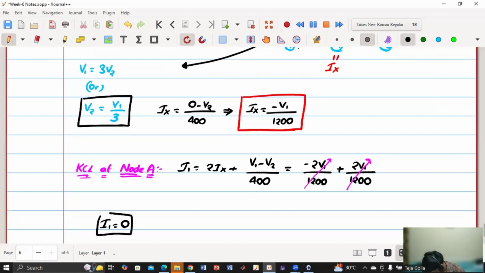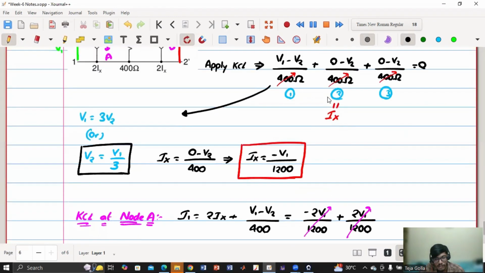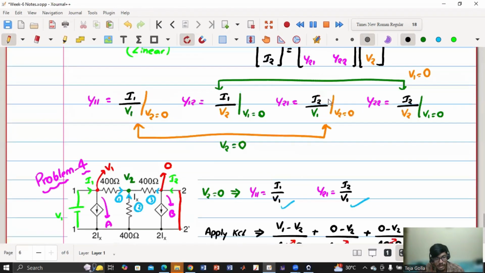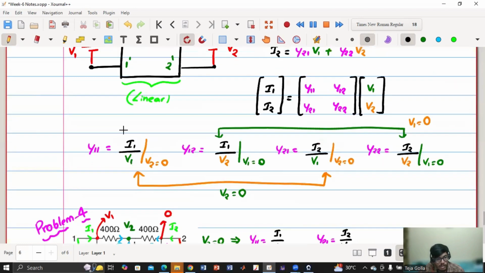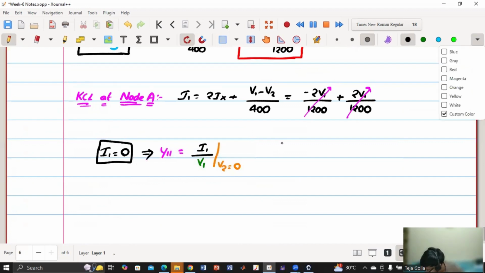If I1 is 0, what happens to one of the parameters? Y11. So Y11, let me just copy from here. My Y11 is equal to 0. So I got my Y11, which implies Y11 equals 0.